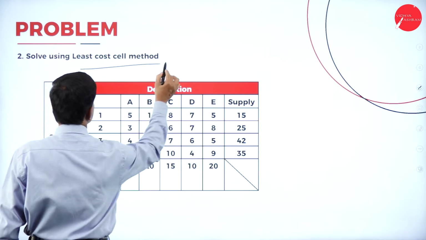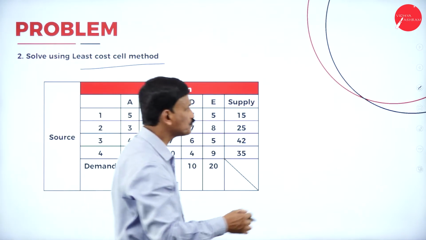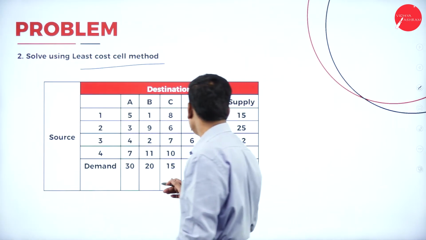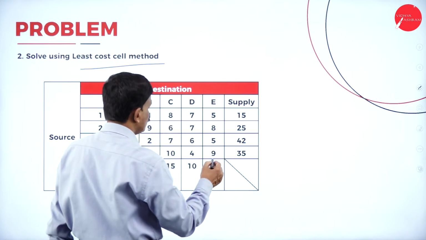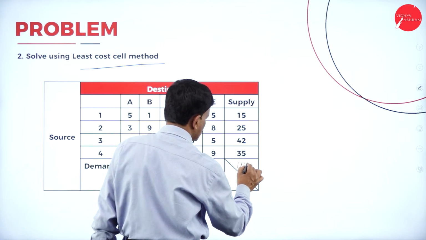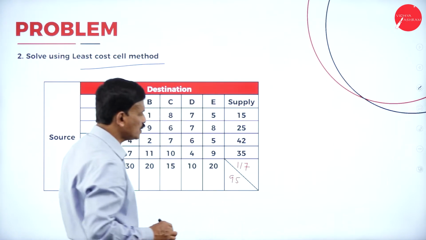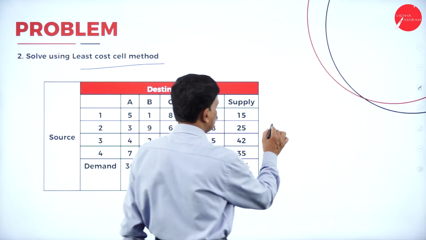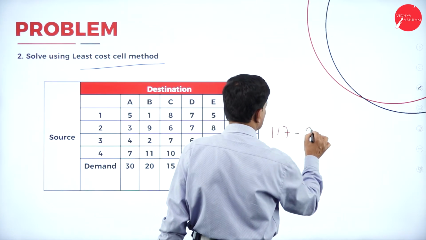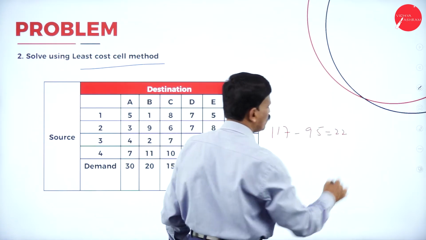Okay. Now let us come to the next method, the second method. Solve using the least cost method. Okay. Here see the supply and the demand. Here also the supply and the demand are not equal. The supply is 117 and the demand is 95. So they are not equal. The difference between these two is 22. Same problem we are taking.